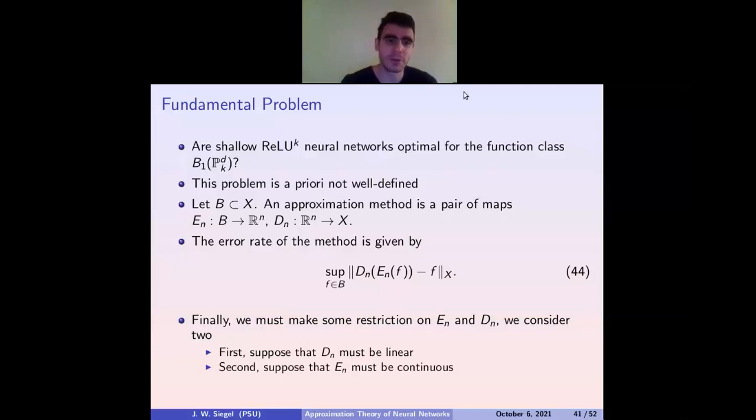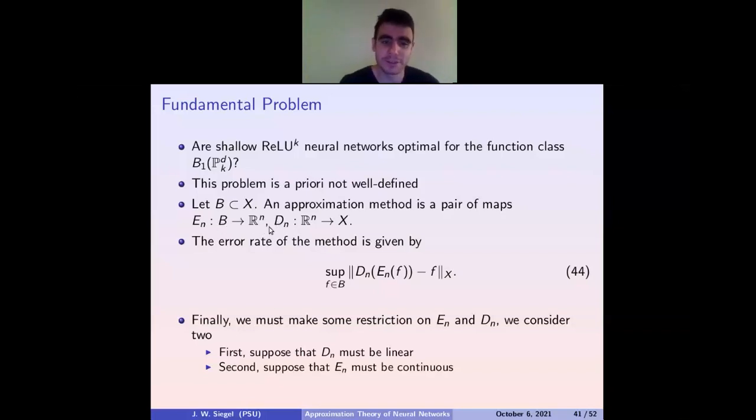What we want to say is, well, okay, shallow neural networks are going to be better than any approximation method on this set B, right? On this convex hull of sigma k of omega dot x plus b. Of course, you need to make some restrictions on these encoding and decoding maps in order for this to make sense, because the cardinalities of these sets are the same.